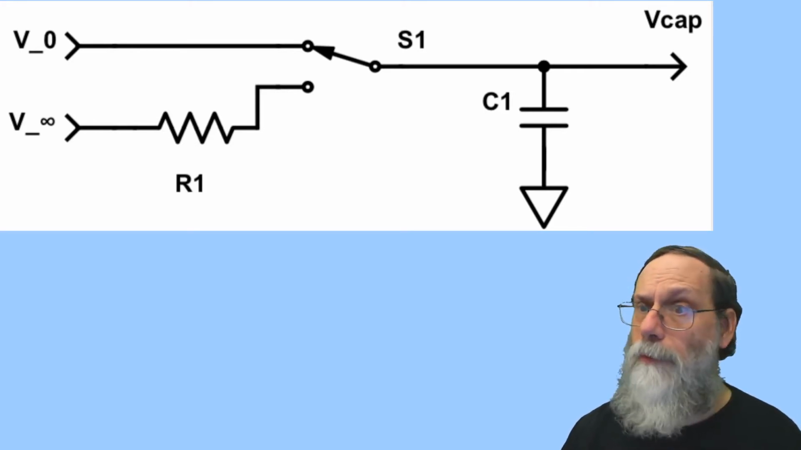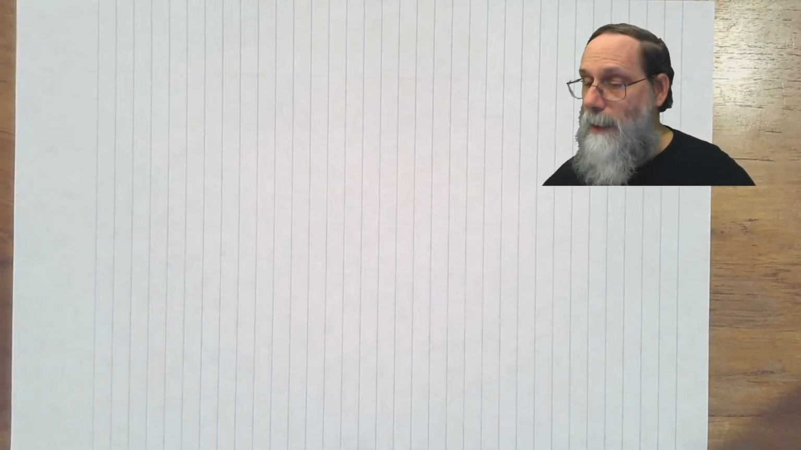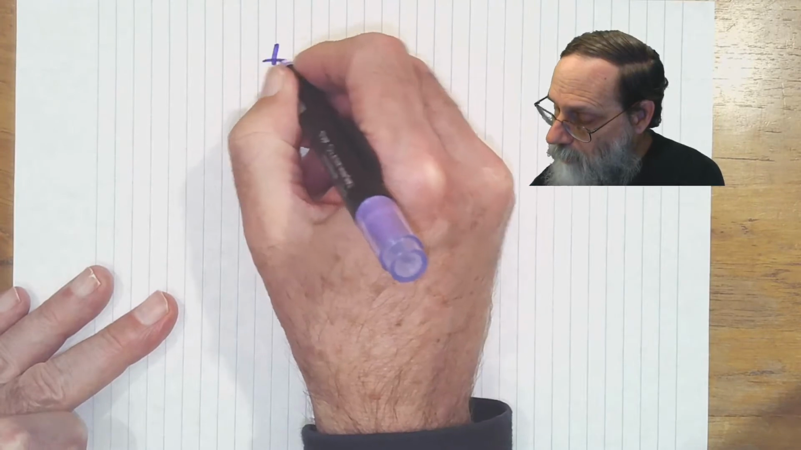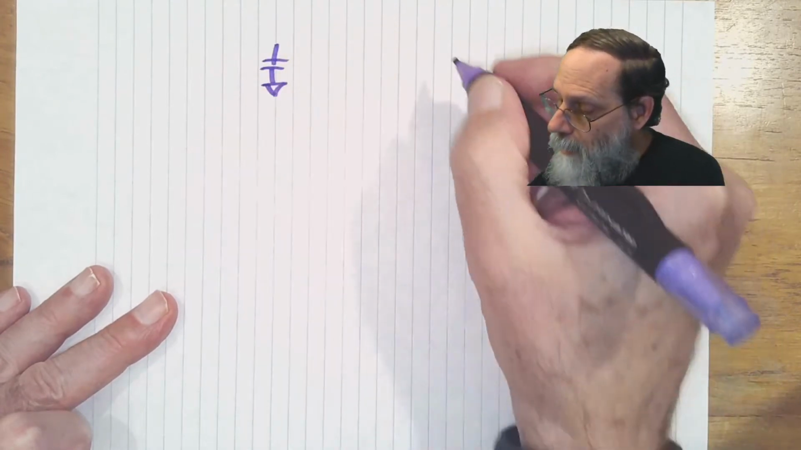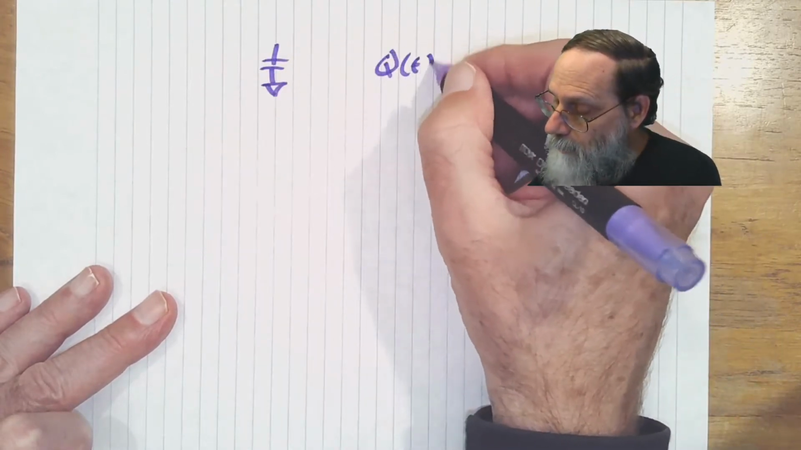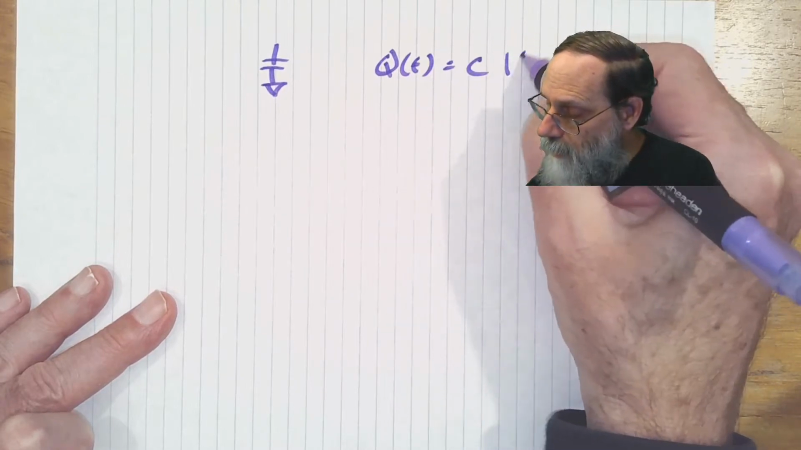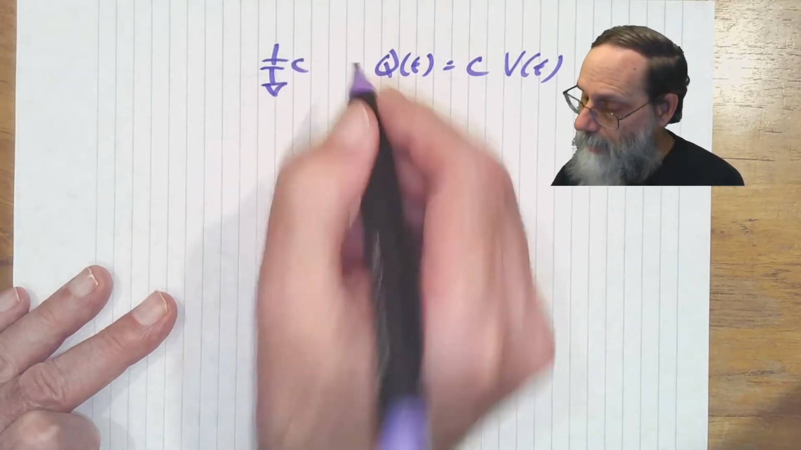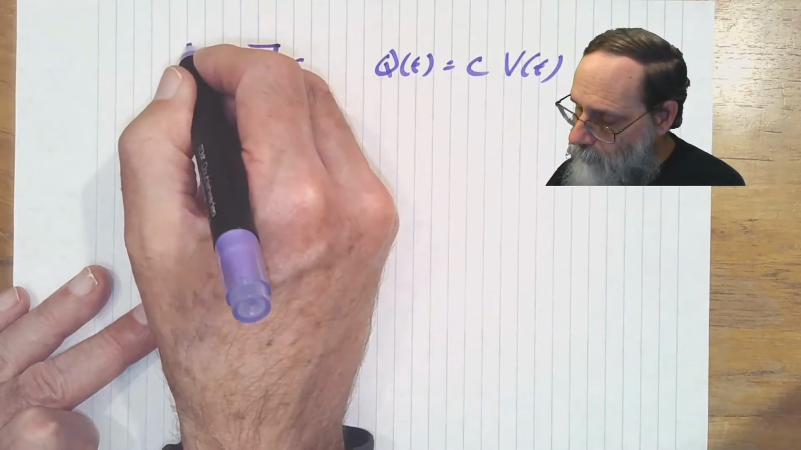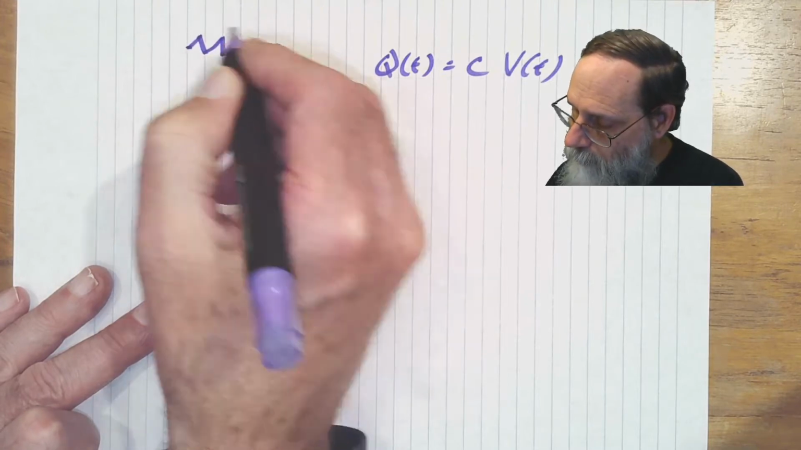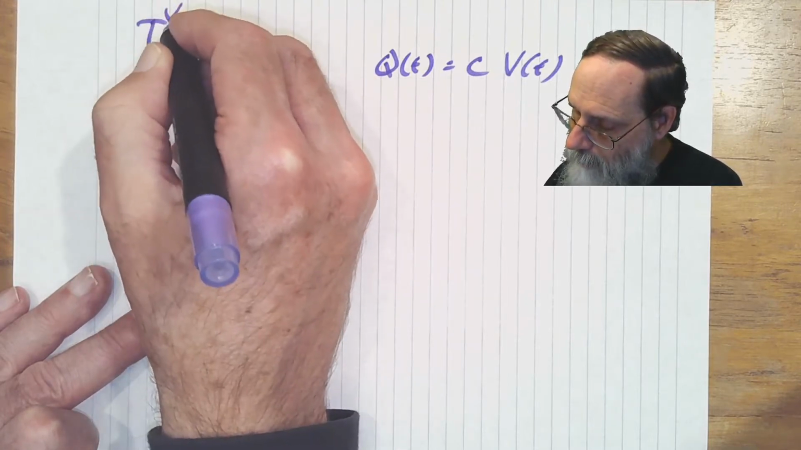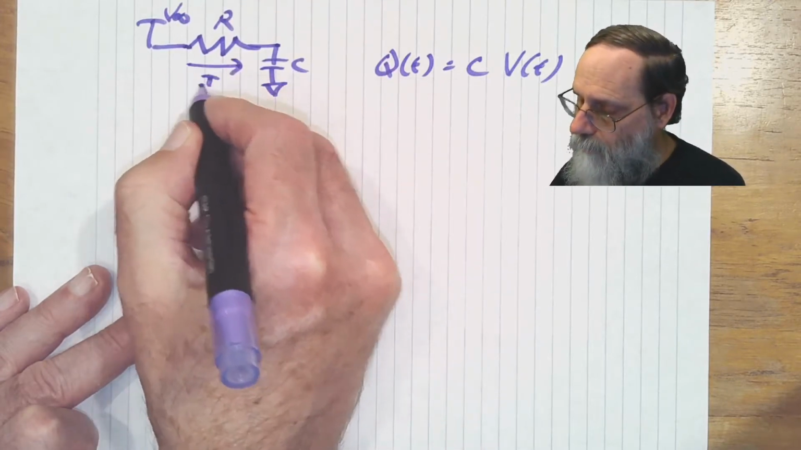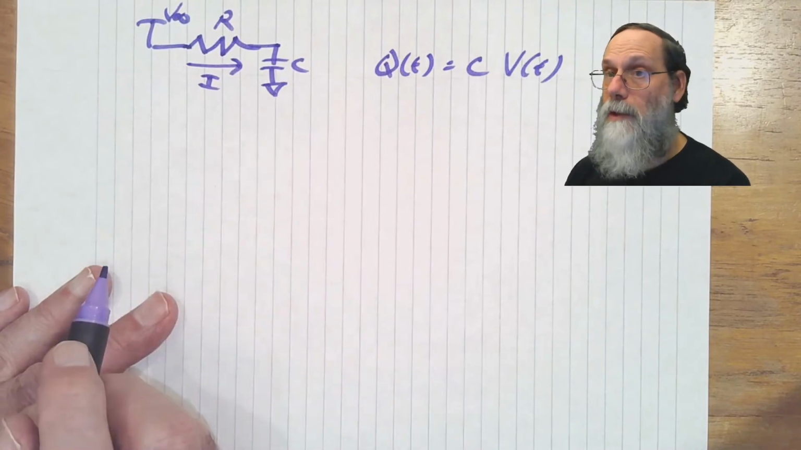And we're going to do it from first principles. So let's start by looking at the capacitor and saying the charge, which is a function of time, is the capacitance times the voltage, which is a function of time. Okay, so this is the capacitor C, and I won't bother drawing the switch. I will just do the resistor and the voltage source. So we have a resistor here, and we'll have a current. And that current is charging that capacitor.